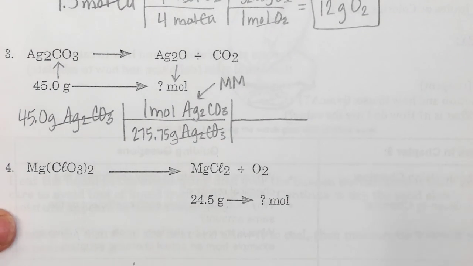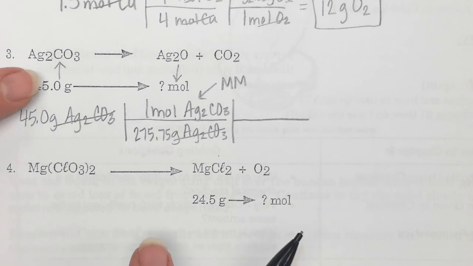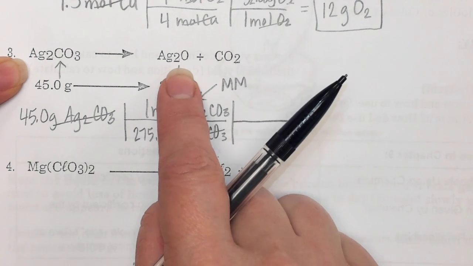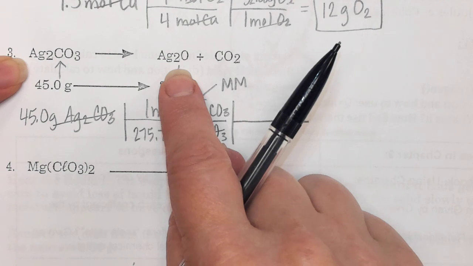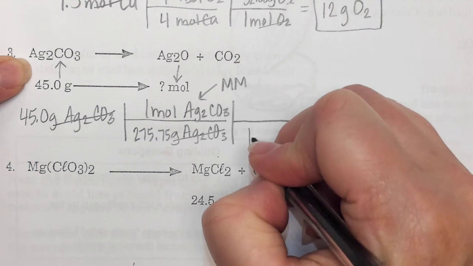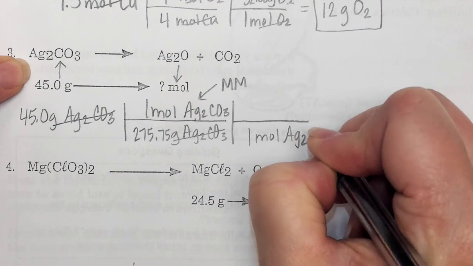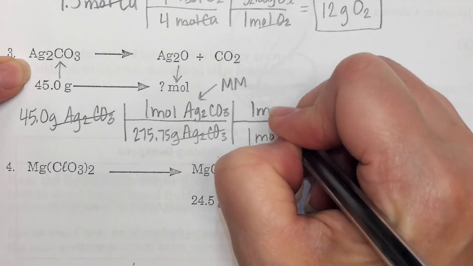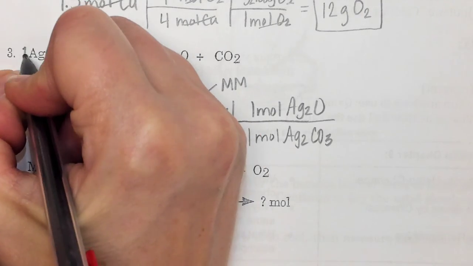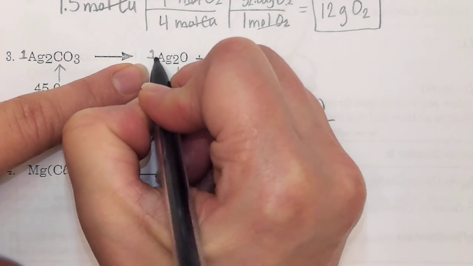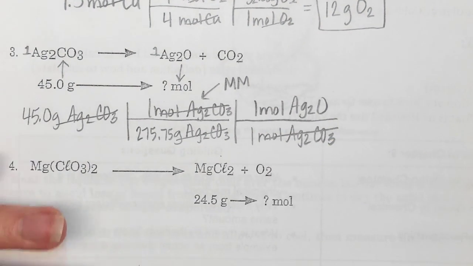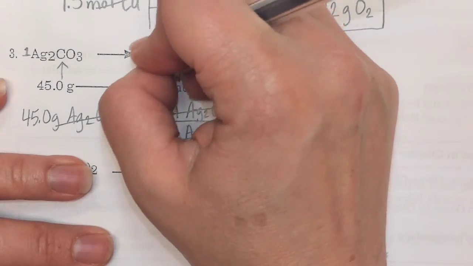And this seems like a pointless step right now because the ratio is 1 mole of Ag2CO3 makes 1 mole of Ag2O, and I recognize multiplying by 1 and dividing by 1 won't change my answer, but I need to see it because I'm changing substances. So 1 mole of Ag2CO3 makes 1 mole of Ag2O. And these labels cancel. And I ask the question of, am I done with the problem?